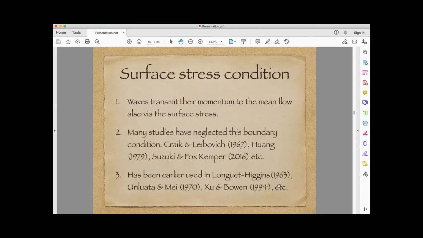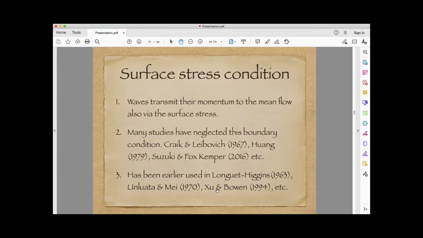Surprisingly, many studies have neglected this boundary condition for various reasons, which I won't go into detail. But it has been in the literature from the time of Longuet-Higgins, where they also did a nice boundary layer development and found this stress boundary condition, and later on other people have also used it.